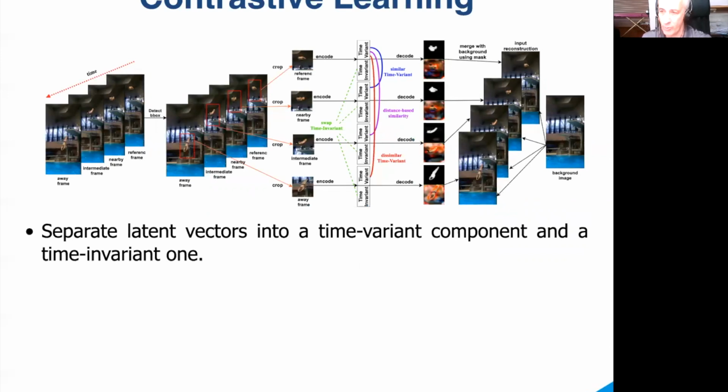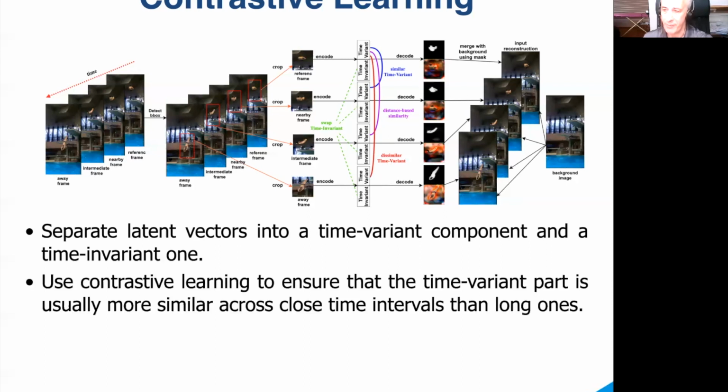To reformulate our approach across time instead of across views, we first separate our latent representation into a time variant and a time invariant one, which play the same role as the earlier geometry and appearance latent vectors. When learning the time variant part, we use contrastive learning to exploit the fact that it is usually more similar at small time intervals than at larger ones.